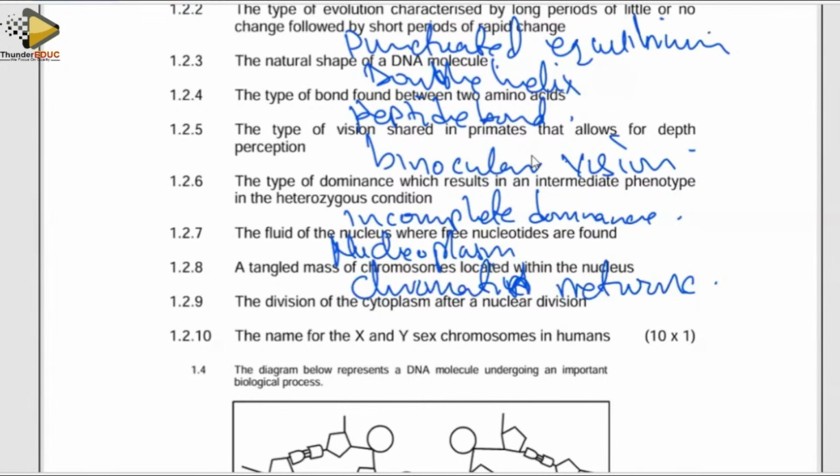The division of the cytoplasm after nuclear division. How do you call the division of the cytoplasm after nuclear division? Since it's the cytoplasm, I will call it cytokinesis. The name for the X and Y chromosomes in humans, we call it gonosome.